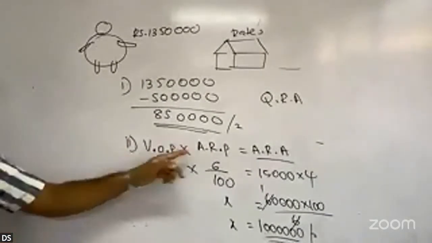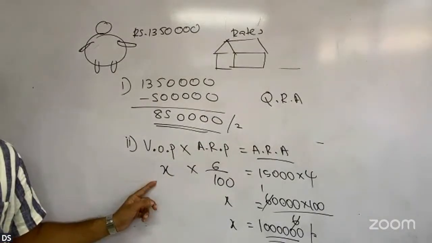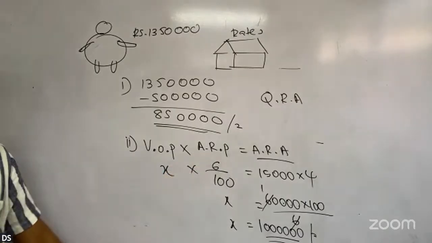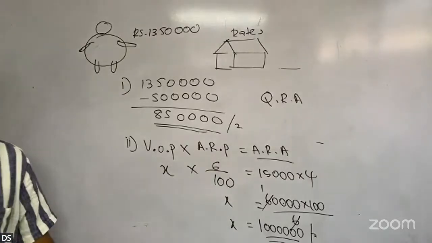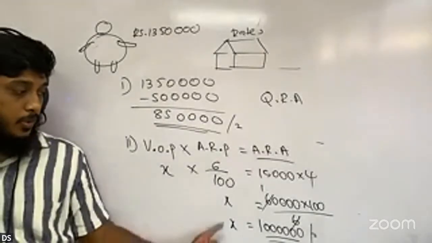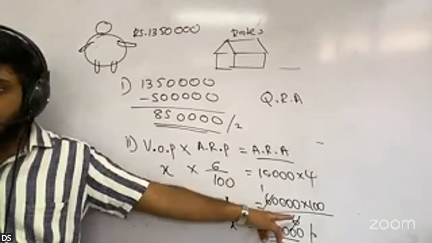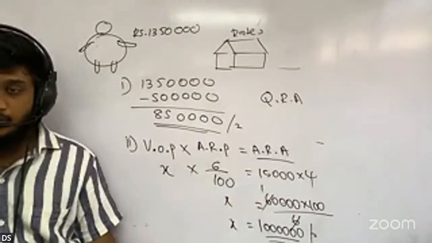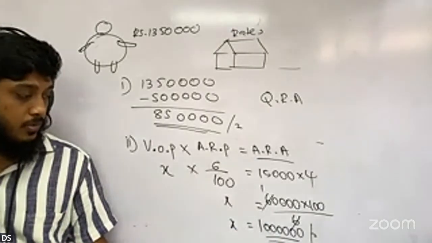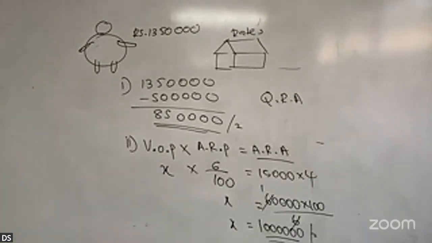To find this one, you can use the formula for the value of the property. Value of the property into annual rate percentage equals annual rate amount. Do you know the value of the property? x we take. Annual rate percentage, do you know? They have given us 6 over 100. What is the annual rate amount they have given? 15,000 multiplied by 4. Then how much is x? 60,000. Then the division 100 becomes multiplication 100. Then the 6 to this side becomes division 6. Then how much do you get? 1 million rupees you get. Clear? Okay.